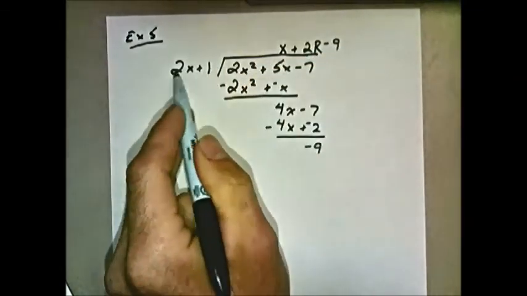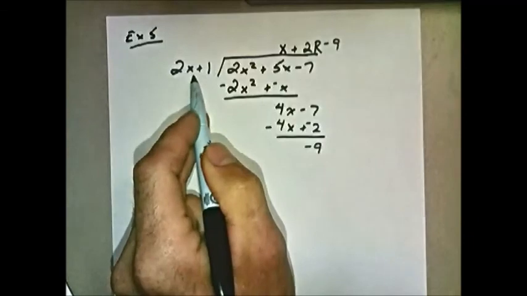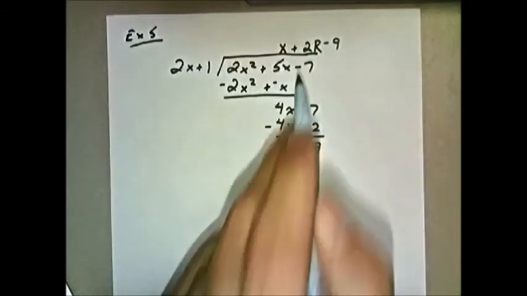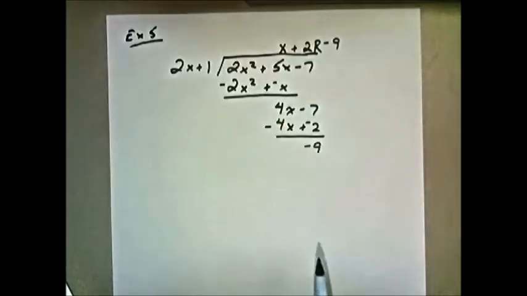So we say that 2x plus 1, the divisor, is not a factor of the dividend 2x squared plus 5x minus 7. And that concludes our long division lesson.